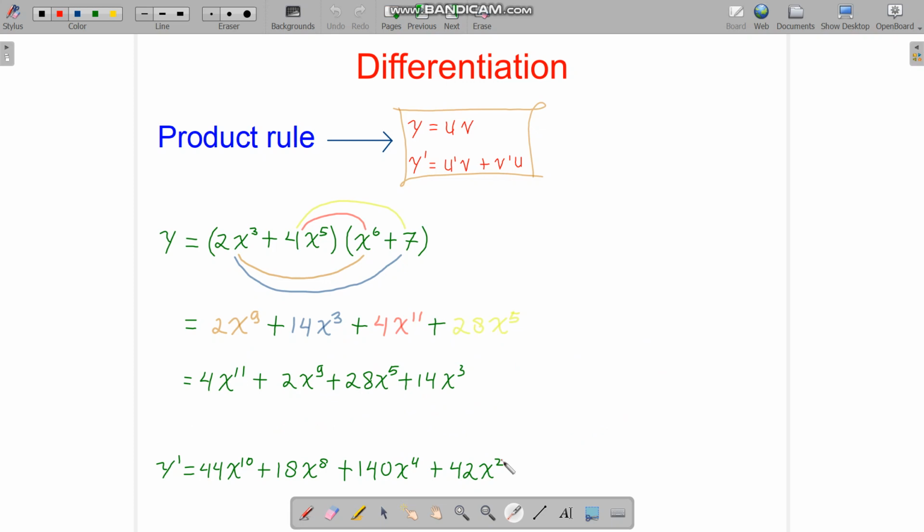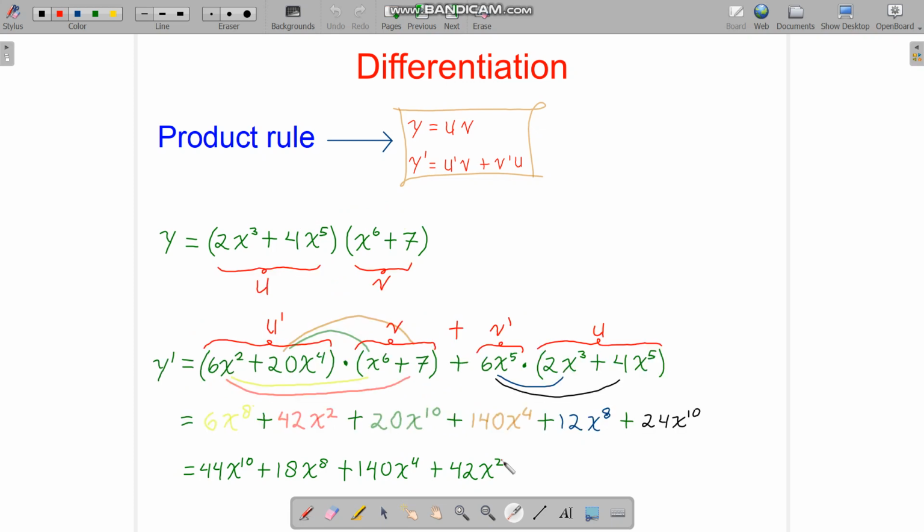Now if we use the product rule, exactly the same example. This time this is u, this is v. We find the u prime. The u prime is the derivative of 2x cubed plus 4x to the power of 5, which is 6x squared plus 20x to the power of 4. The v is again x to the power of 6 plus 7, and the v prime is the derivative of v, so it's 6x to the power of 5, and the u is this 2x cubed plus 4x to the power of 5.